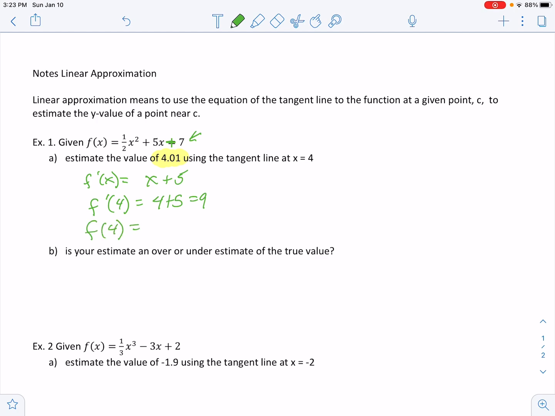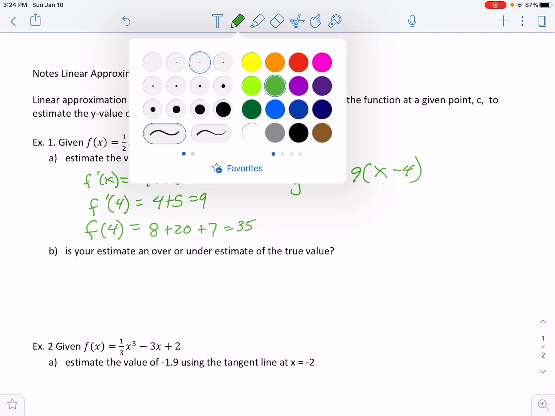So I plug that in. 16 divided by 2 is 8, plus 20, plus 7 is 35. Okay, so y equals, no, y minus 35 equals 9 times x minus 4. Now, do not distribute, okay? Do not distribute. What you're going to do is go plug in 4.01 into that thing.